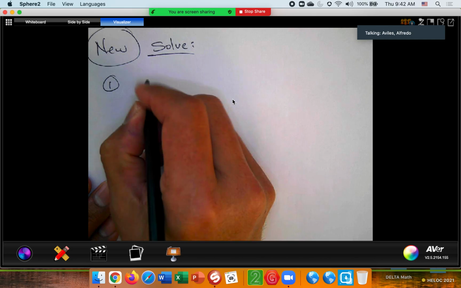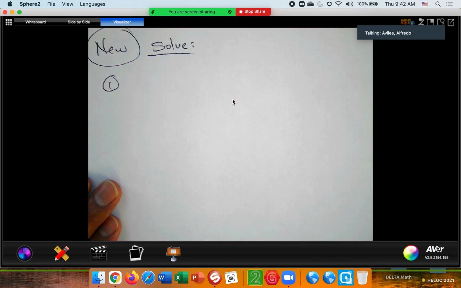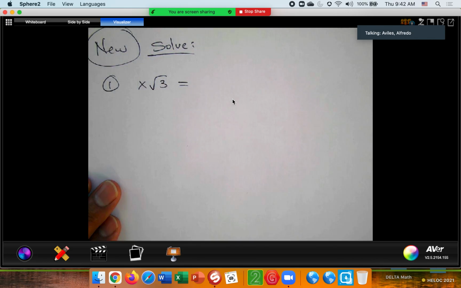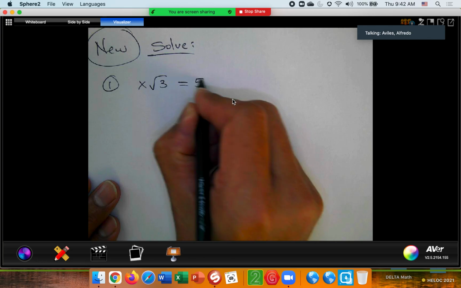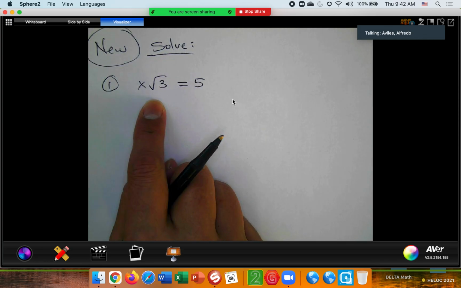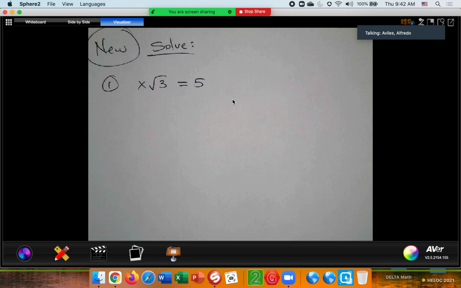What if it doesn't have a number and it says x root 3 equals 5? You know, whatever, something like this. See? Okay. Does everybody agree that is not a whole number? It's not a whole number. This is what I want you to do. You're going to make it a whole number. How can I make this a whole number?